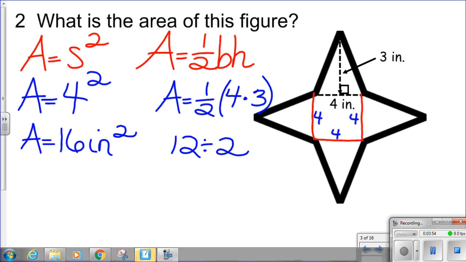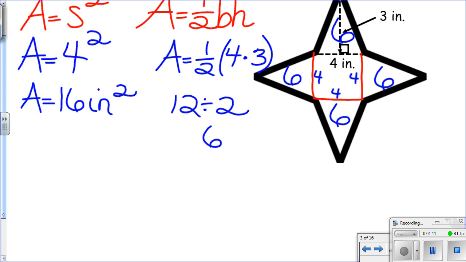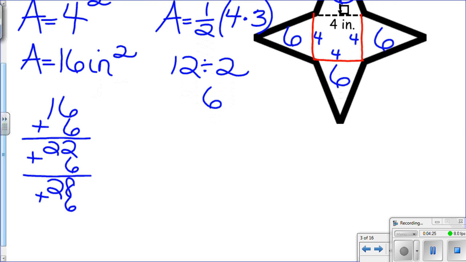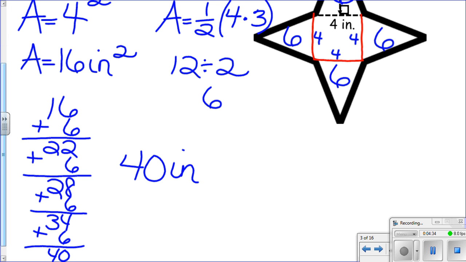12 divided by 2 is how much? 6. That's the area of every triangle. There's no other measurements, so I don't need to check everything. To find the total surface area of this shape, I need to add the square plus a triangle plus a triangle plus a triangle plus the last triangle. And this is 40 inches squared.